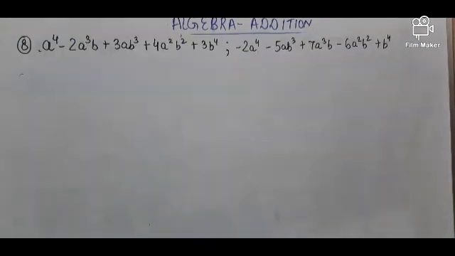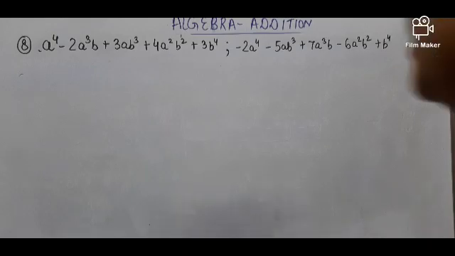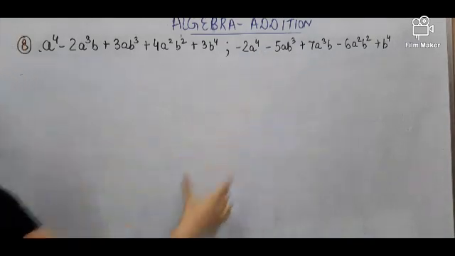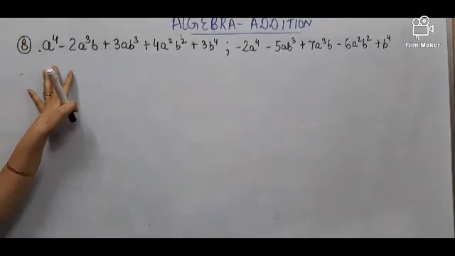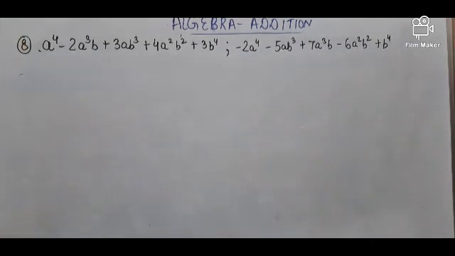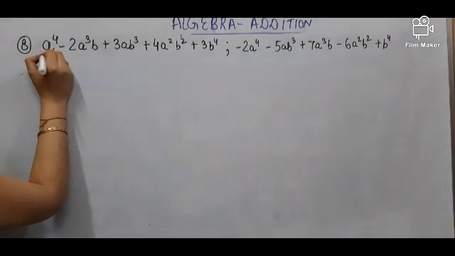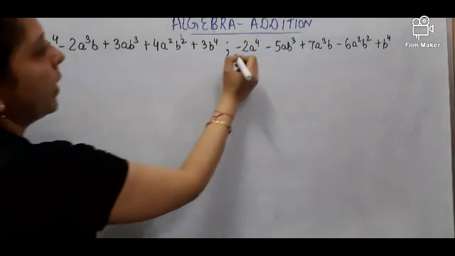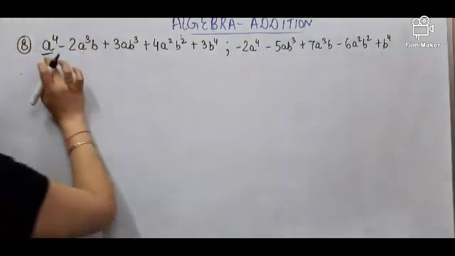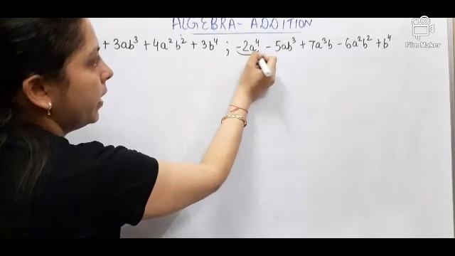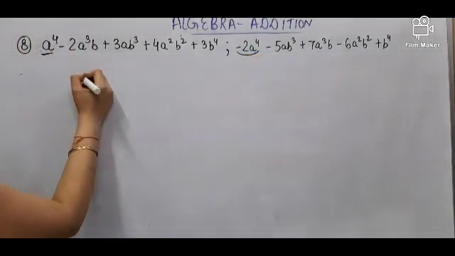So question number 8 is, see, we have given two terms. This is one term and this is second term. Now we will do this question according to the row method. So obviously we'll first write all the like terms. Here the power of a is 4, and here the power of a is 4 also. So we'll write this together.